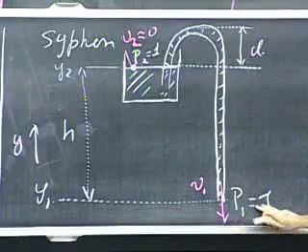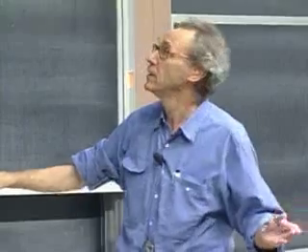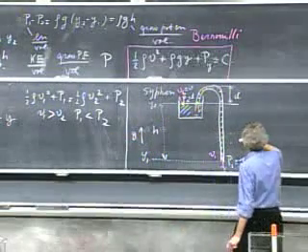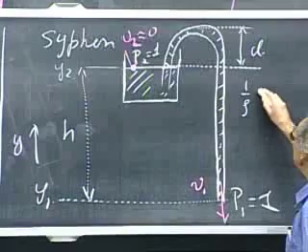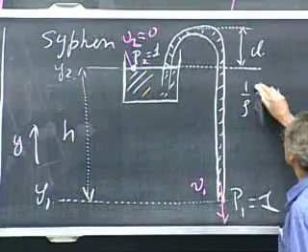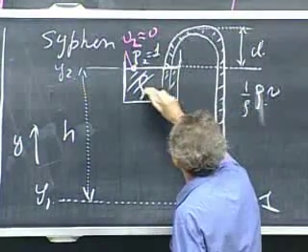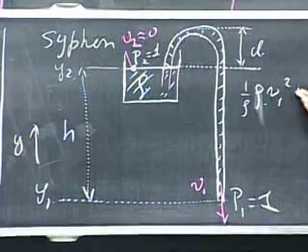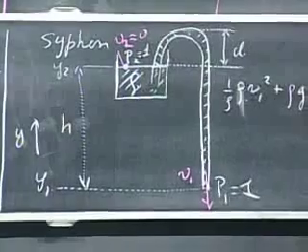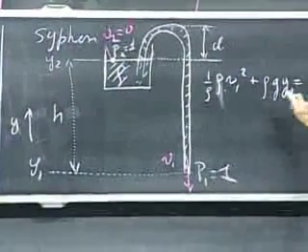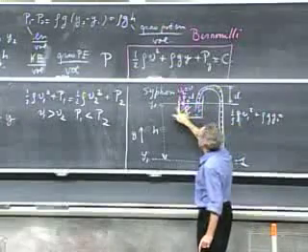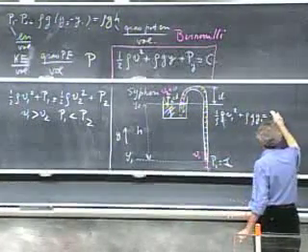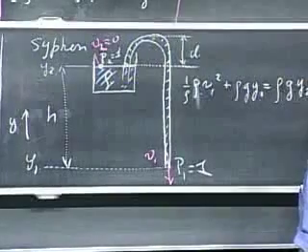And since this is open with the outside world, P1 is also 1 atmosphere. So now I lose my P term. There I lost my Y term. So now I have that 1/2 rho, this is rho of the liquid, V1 squared, plus rho G times Y1, must be 1/2 rho V2 squared, but we agreed that that was 0, so I don't have that term. So I only have rho G Y2.